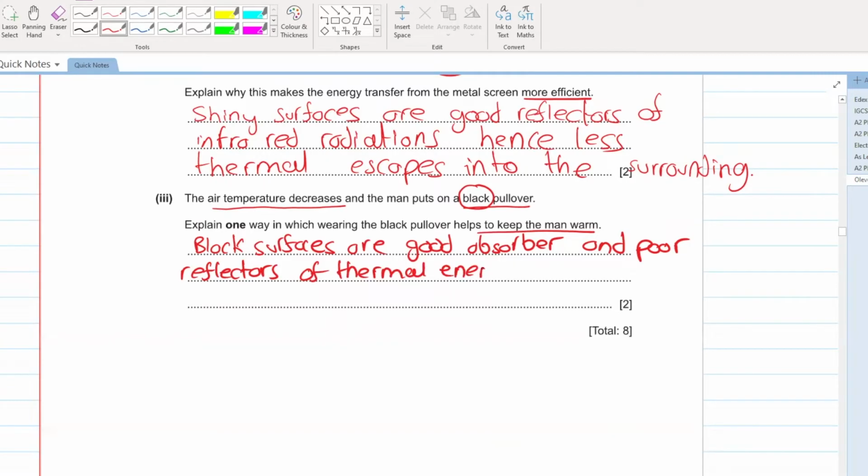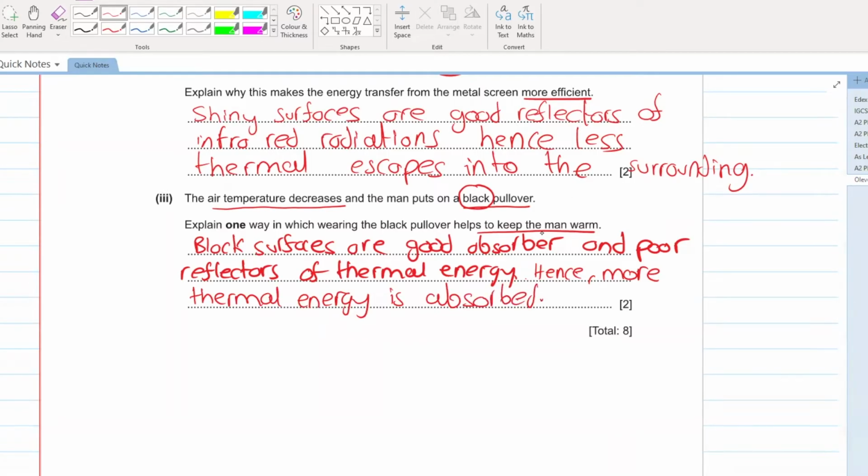I think I have taken a darker pen here. Let's shift to the lighter one. Black surfaces are good absorbers and poor reflectors of thermal energy. Hence, more thermal energy is absorbed. Simple as that. Nothing complicated here.